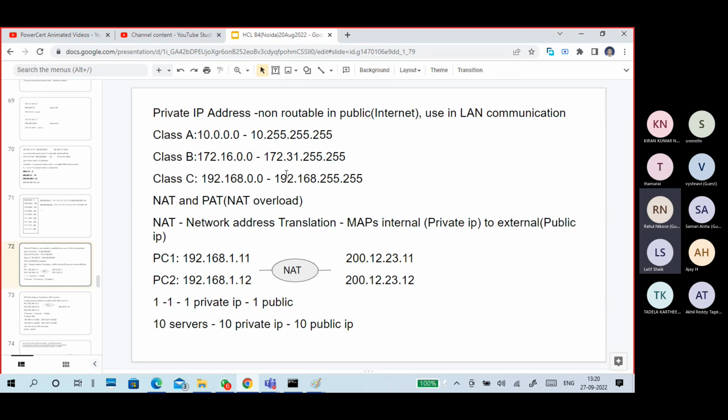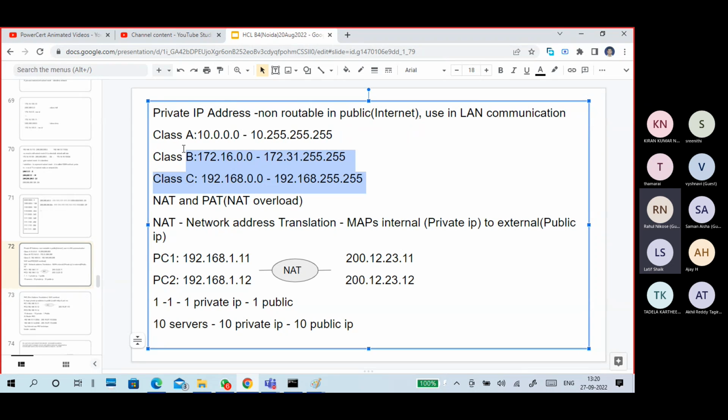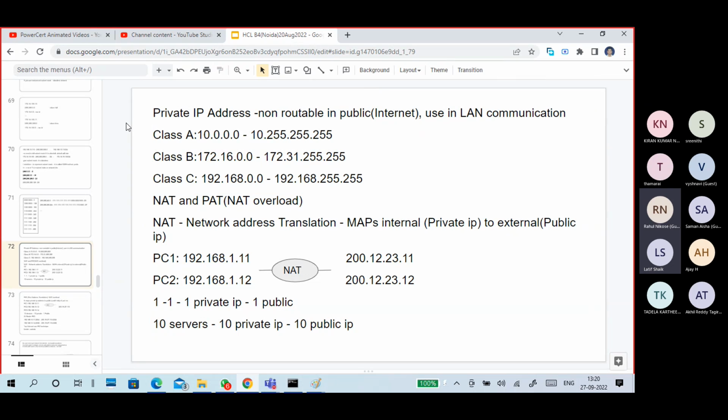The private IP addresses are given by IANA, so anyone can use them. There is no need to take permission or purchase any IP addresses in these ranges, because these are private IP addresses only. Public IP addresses you have to purchase; private IPs are not required to be purchased.